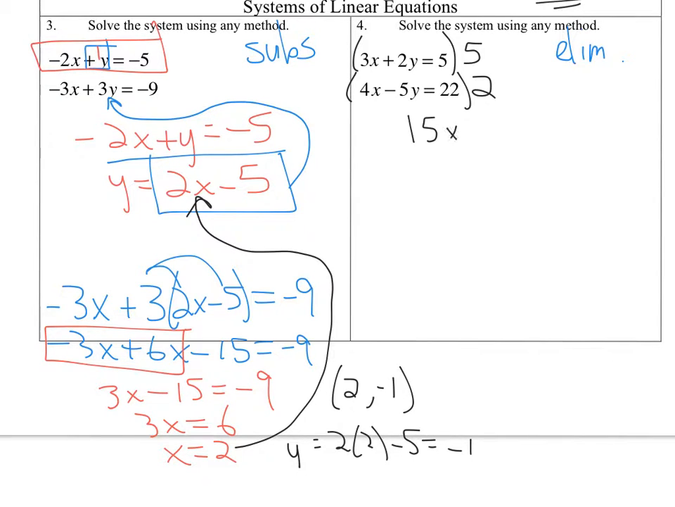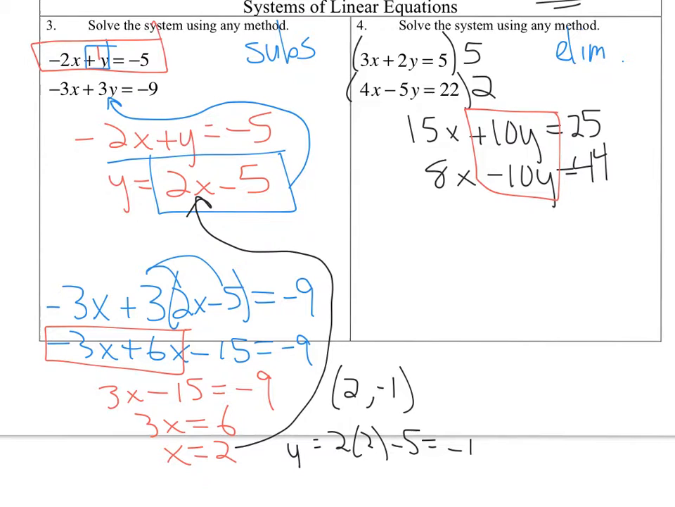So 15x plus 10y equals 25. Happy. 8x minus 10y equals 22. Okay, now block your ears because I'm going to be excited because I have opposites right here. So I go, woo! And I cross that out, because when I add them up, they go away. 15 plus 8 is 23.